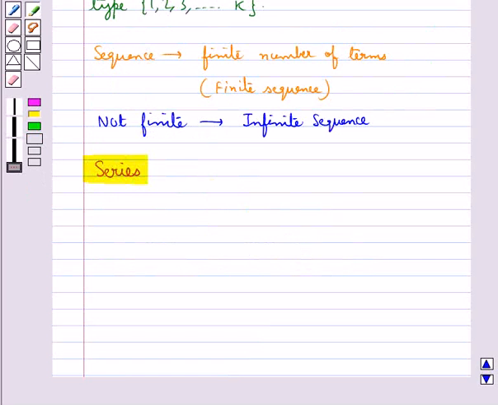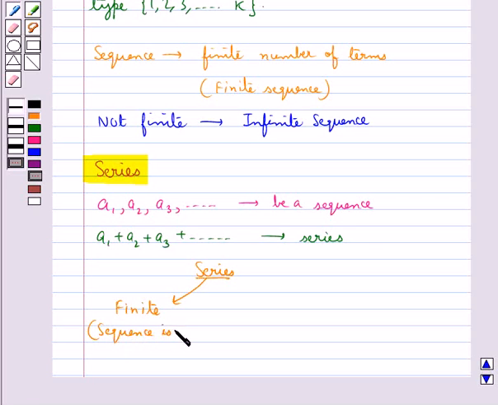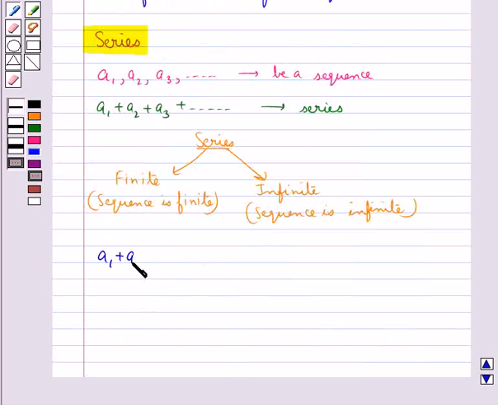Next we discuss series. Consider A1, A2, A3 and so on to be a sequence. Then the sum expressed as A1 plus A2 plus A3 and so on is called a series. A series is finite if the given sequence is finite, and a series is infinite if the given sequence is infinite. A series A1 plus A2 plus and so on up to AN is abbreviated as summation AK, where K goes from 1 to N.